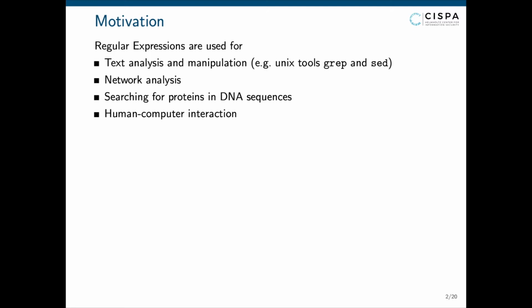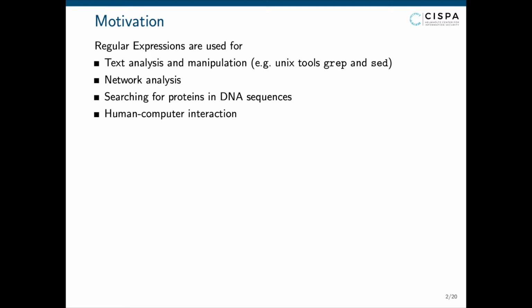First, they are mainly used for text analysis or text manipulation, meaning we search for some specific pattern in a text, and we want to replace this by some other text, as for example the Unix tools grep and sed. But they are also used for network analysis, and not only in computer science but also in biology, for example to search for proteins and DNA sequences, which can also be seen as text strings, and very surprisingly they can also be used for human-computer interaction.